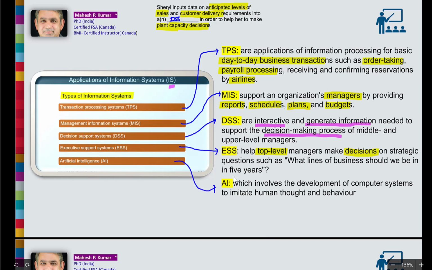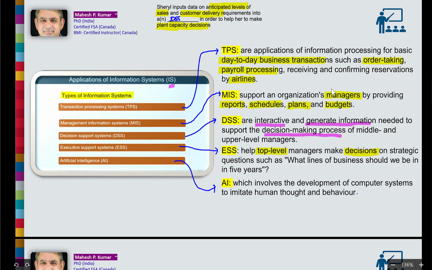And another type of information systems are called artificial intelligence systems. These are systems that try to imitate and replicate human behavior, right? So what is the most important thing for us? That is decided by the software. So these are important types of information systems that you may use in business out there.